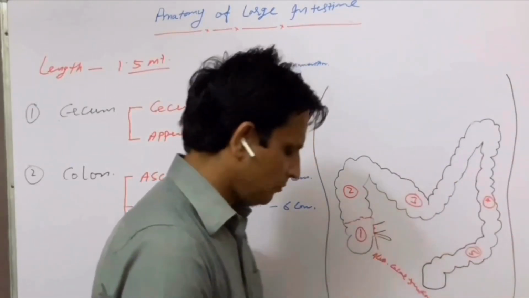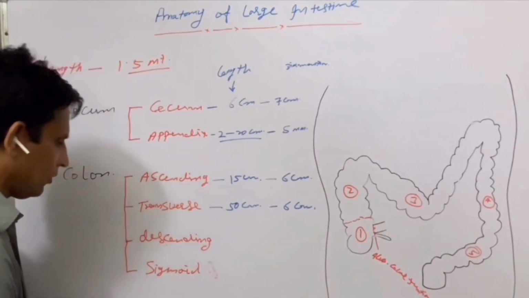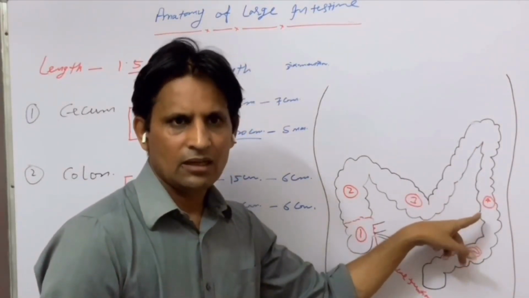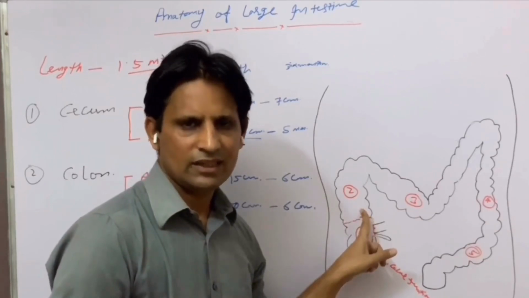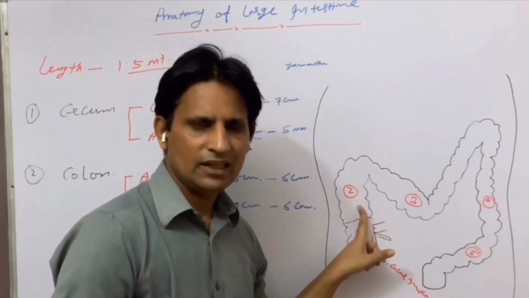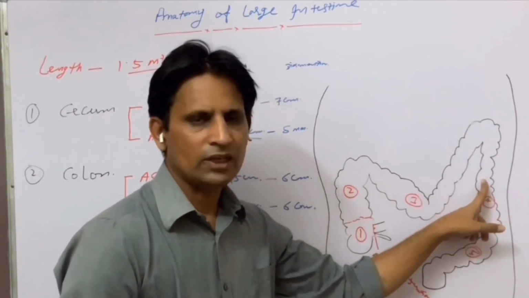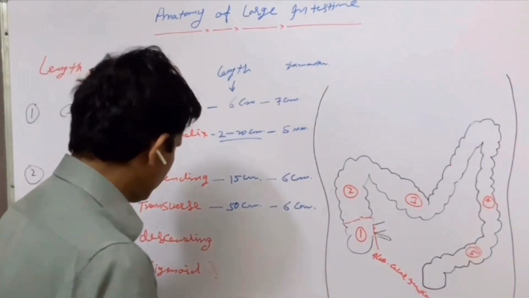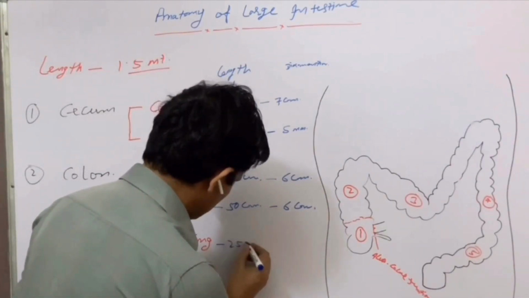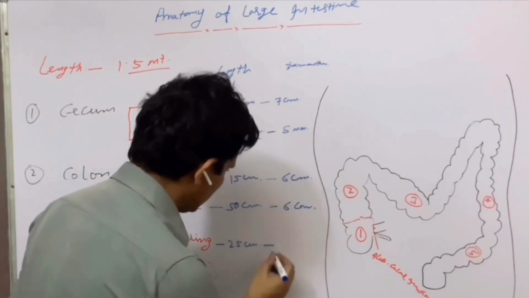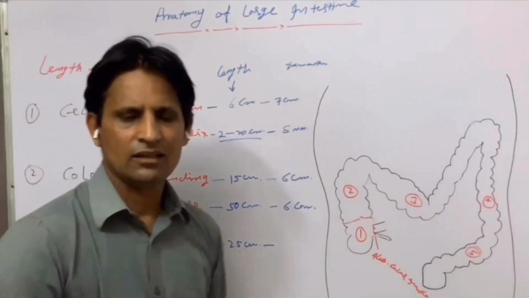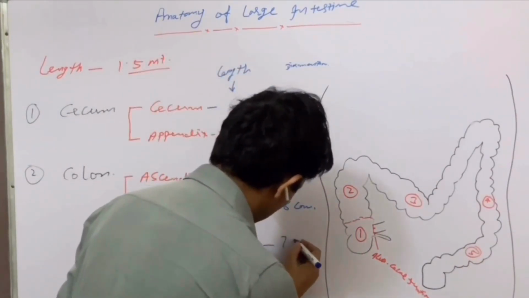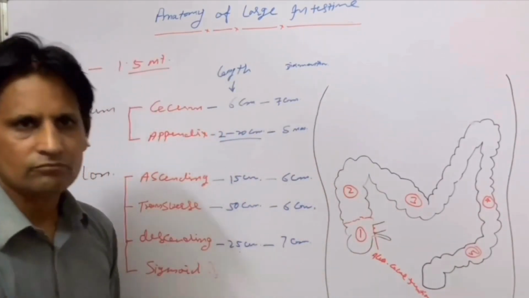Now come to the descending colon. This part is almost bigger than the ascending colon. So the length of the descending colon must be greater than the length of the ascending colon, right? So the length of the descending colon is around 25 centimeters, and the diameter is slightly larger than the transverse colon, and that is around 7 centimeters.